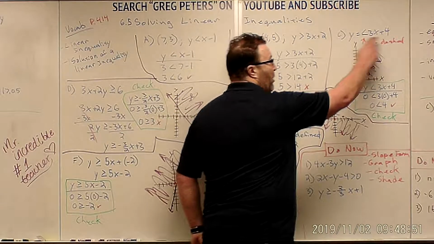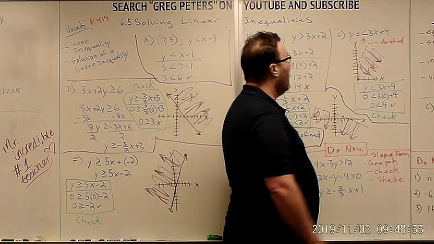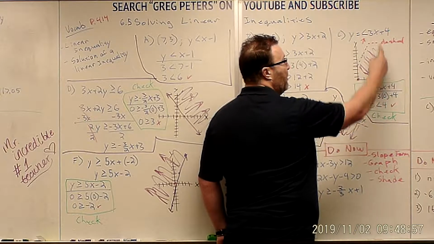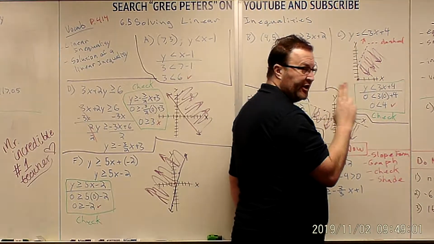Okay. Linear equation, right? It's in slope form, correct? So we're going to take this and replace x with 0 and y with 0. So we're going to use an ordered pair of 0, 0.